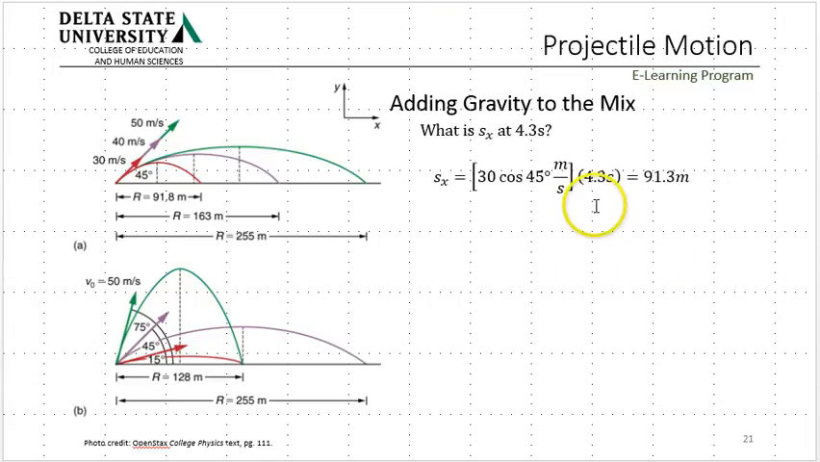So what happens in x all this time while we go up in y and come back down? Well, we just put in the equation for x. We now know how long we're in the air. How far did we go? We went 91.3 meters. Slightly different from what they have in the book, but it's rounding at some point, right? 91.3 meters.